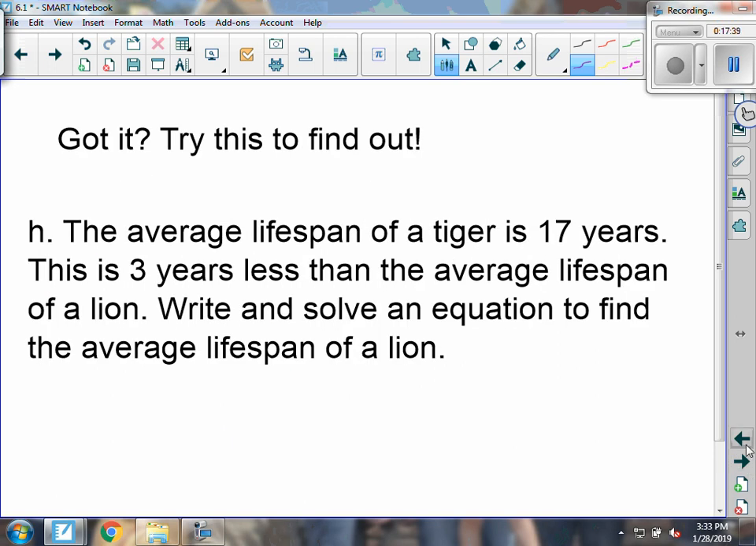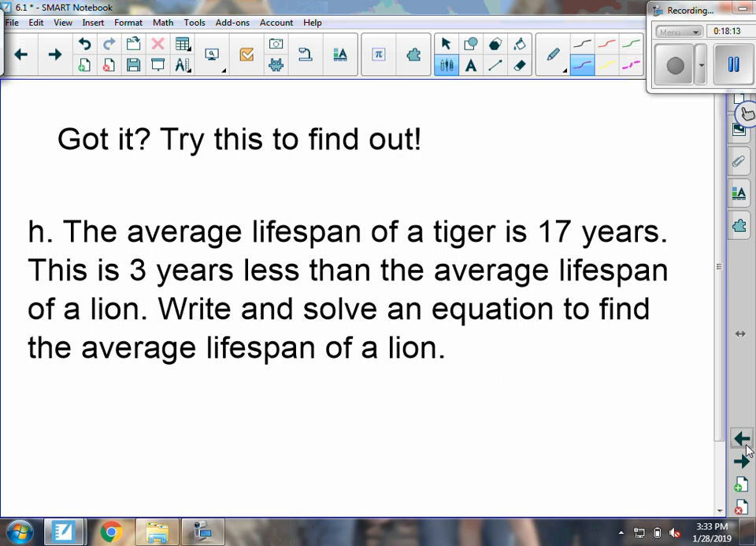Okay, copy this down and try this one on your own. The average lifespan of a tiger is 17 years. This is 3 years less than the average lifespan of a lion. Write and solve an equation to find the average lifespan of a lion. So go ahead and pause this and take a moment to solve it, please. Okay, if you need more time, then go ahead and pause this again.